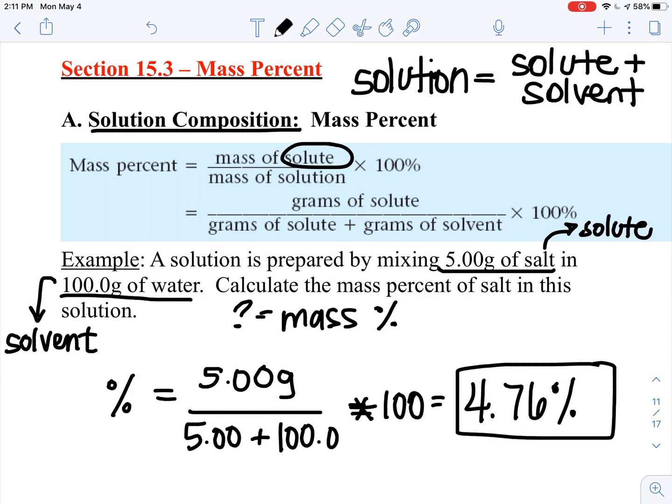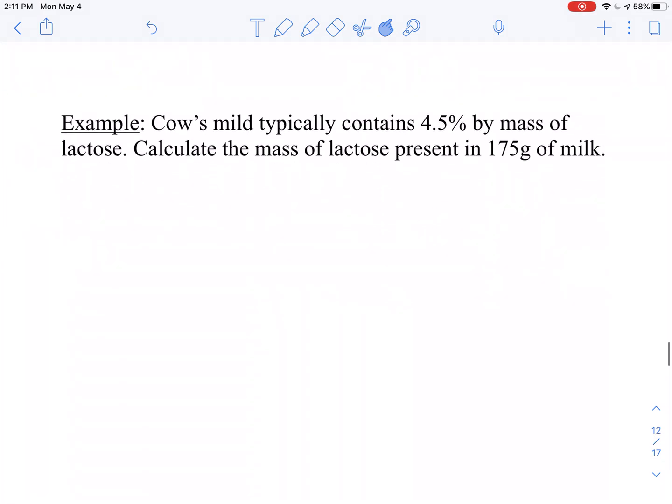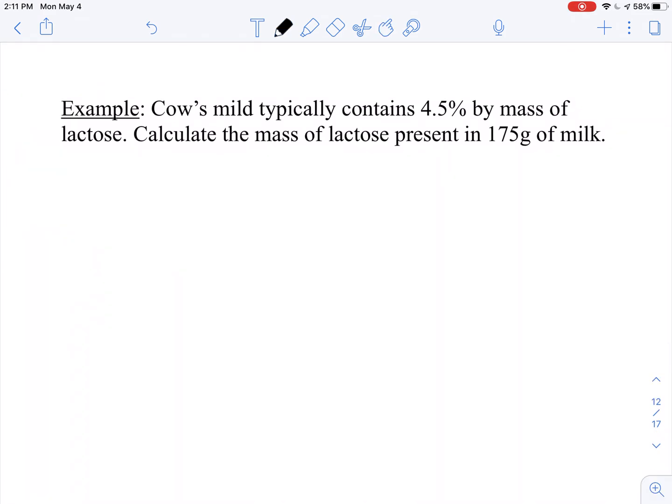Okay, so next question. We're only doing 2 for the video today. This one is a little bit different. It says cow's milk, oops, typo. My goodness, I am full of mistakes today. Cow's milk typically contains 4.5% by mass of lactose. Calculate the mass of lactose present in 175 grams of milk.